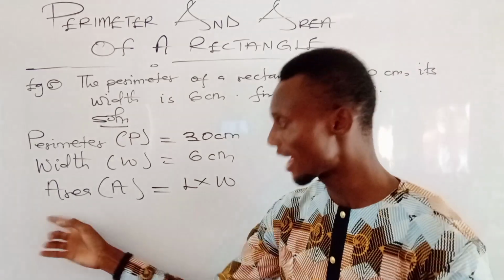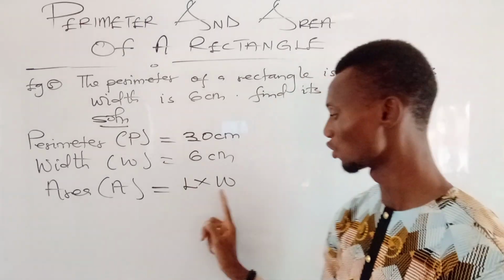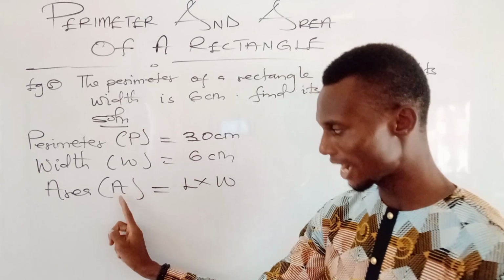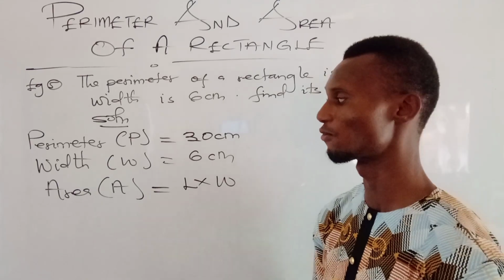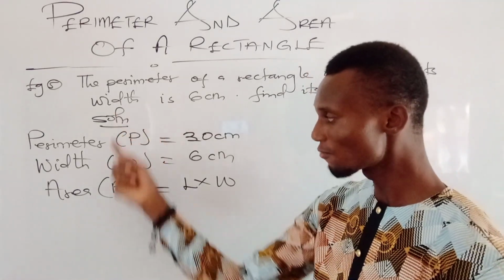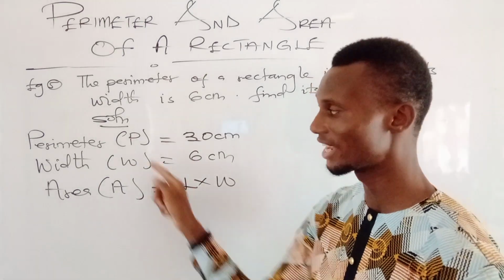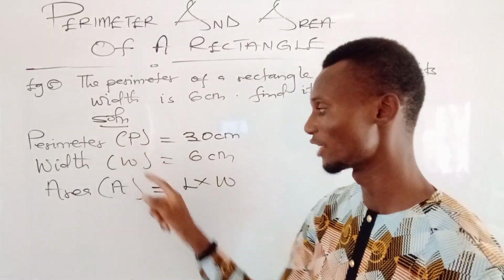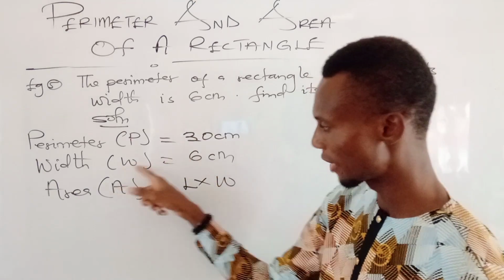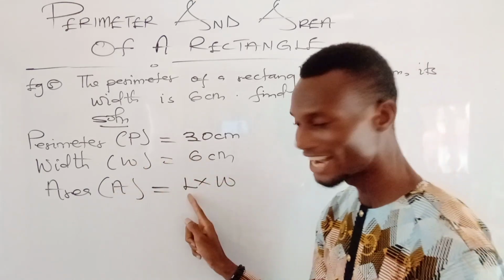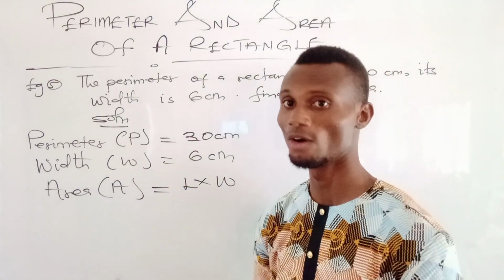So to find the area, which the question is asking us to do, we need to know the length and also the width. Because from the formula, area equals length times width, we need the length, and we also need the width to be able to find the area. Now from the question we were given only the width, not the length. But we're given the perimeter. So we have to go and look for the length. The width has been given as 6 centimeters, but the length we're not given, so we have to look for the length before we can find the area of the rectangle.